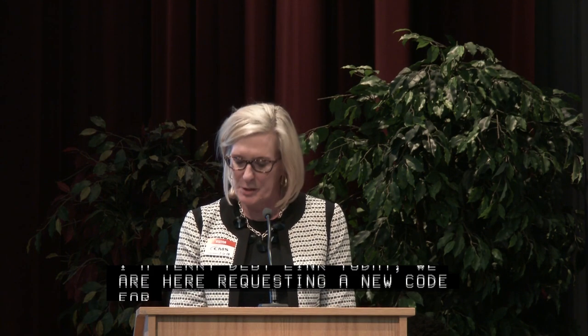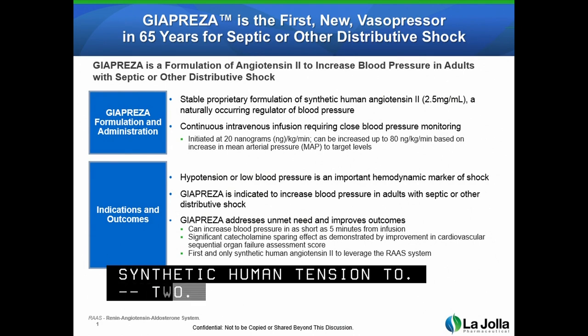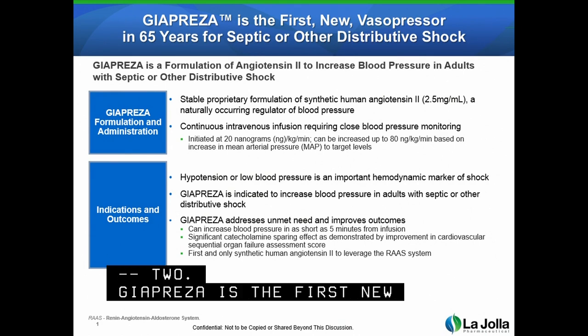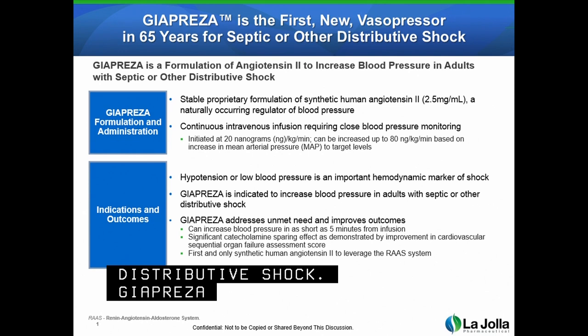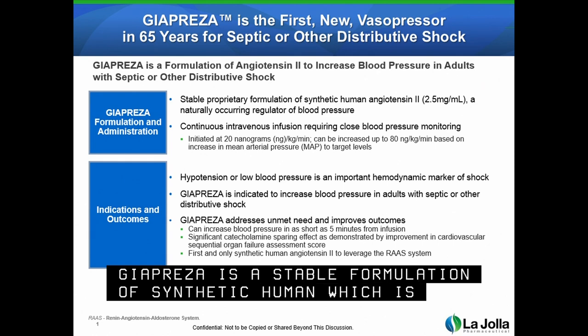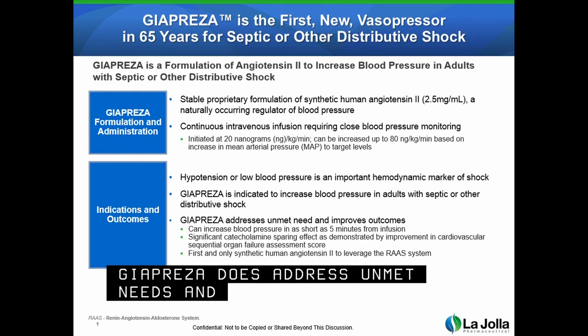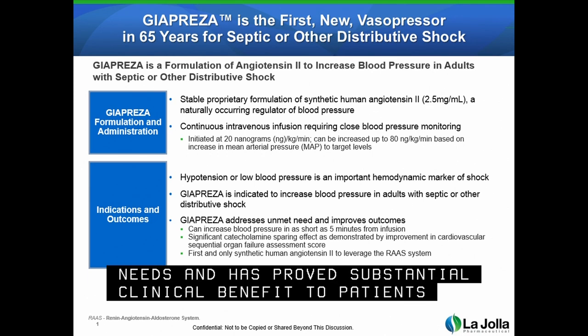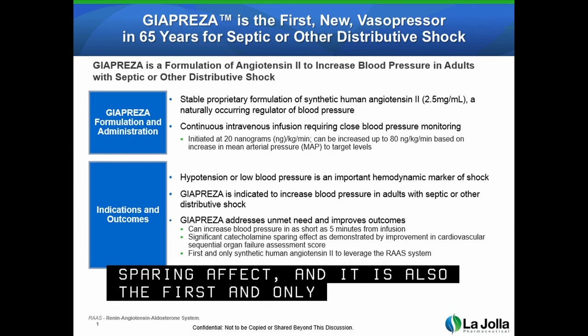Good afternoon. I'm Terry Detling, and today we are here requesting a new code for the IV administration of synthetic human angiotensin II. GIAPREZA is the first new vasopressor in 65 years for the treatment of septic and other distributive shock. GIAPREZA is a stable formulation of synthetic human angiotensin II, which is a naturally occurring peptide in the body and regulates blood pressure. GIAPREZA does address unmet needs and has proved substantial clinical benefit to patients with distributive shock. It has demonstrated significant catecholamine sparing effect, and it is also the first and only synthetic angiotensin II leveraging the renin angiotensin aldosterone system.